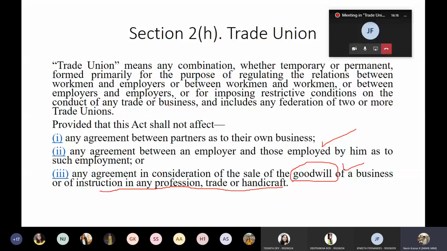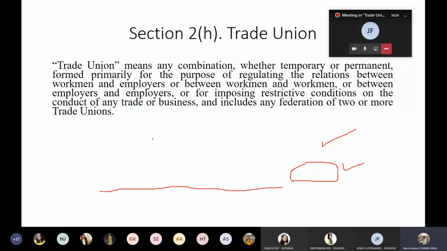But for your understanding, if you have any confusion with this part of the section, just read it this much. The union means any combination, whether temporary or permanent, in order to regulate the relationship between these people. That's it. So I hope you know the literal meaning of a union.